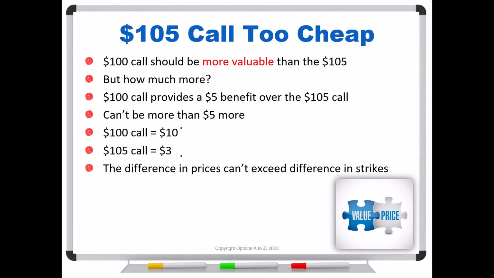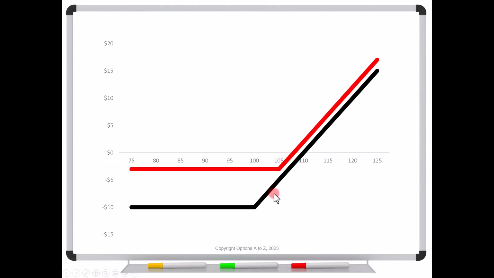And notice what we have now. We have a $7 difference in the prices, but we have a $5 difference in the strikes. So even though the 105 call should be cheaper, and it is, it's actually, relatively speaking, too cheap. So now we have the 105 call trading here at 3 and the $100 call trading at 10. Well, it really should only have a maximum of a $5 difference, but it's a $7 difference. There's an extra $2 of benefit in the 105 call.